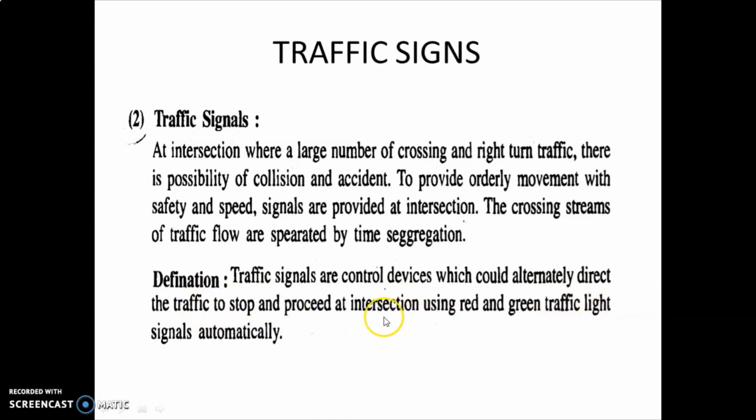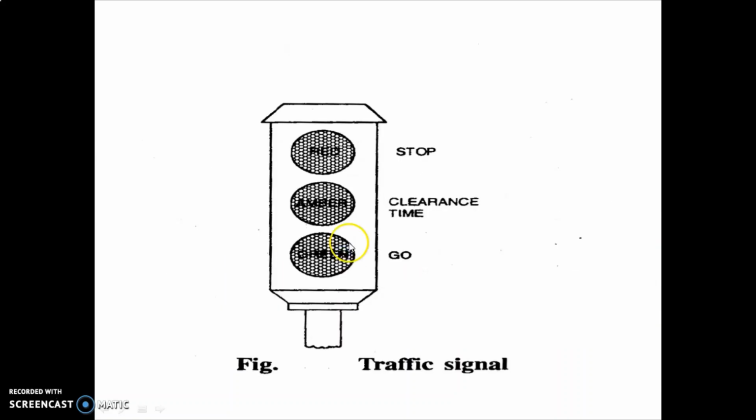traffic light signal automatically. And I think we have all seen this traffic signal at the traffic junction. You can see this type of signal, it is called traffic signal. This red one shows the stop, okay. Then this shows the clearance time, and this green one shows the go, okay.